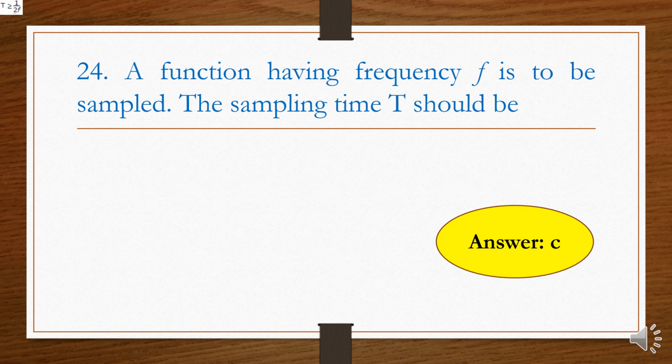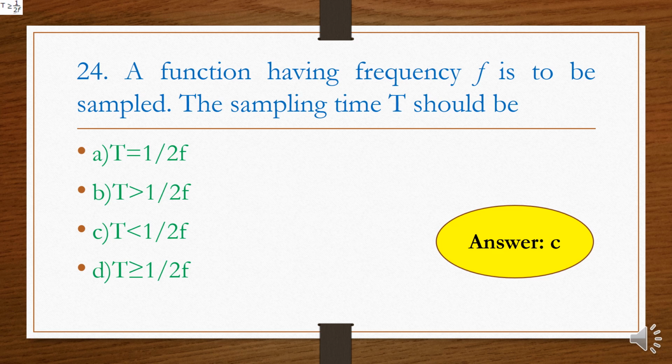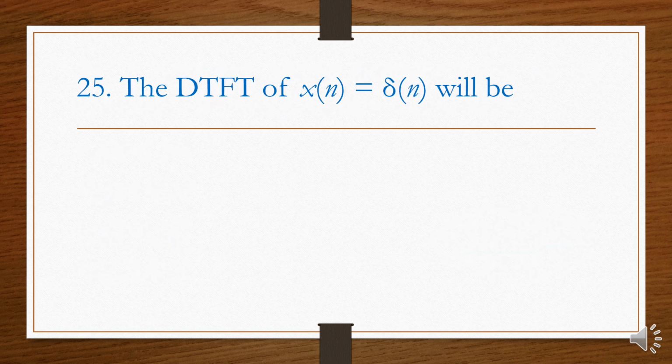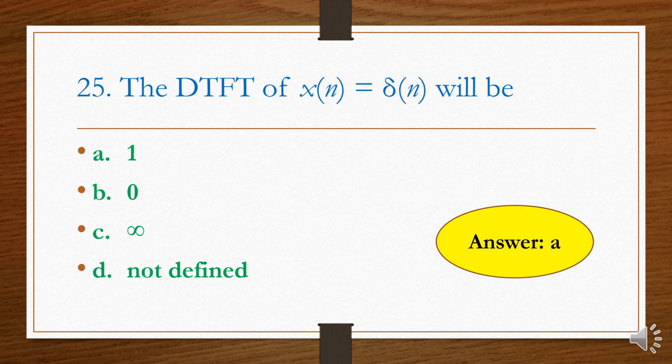Next question. A function having the frequency f is to be sampled. The sampling time should be T equal to 1 by 2f, T greater than 1 by 2f, T less than 1 by 2f, T greater than or equal to 1 by 2f. The correct answer is option C, T less than 1 by 2f. Next question. The DTFT of x of n is equal to delta of n will be option A 1, option B 0, option C infinity, option D not defined. The answer is option A, 1.